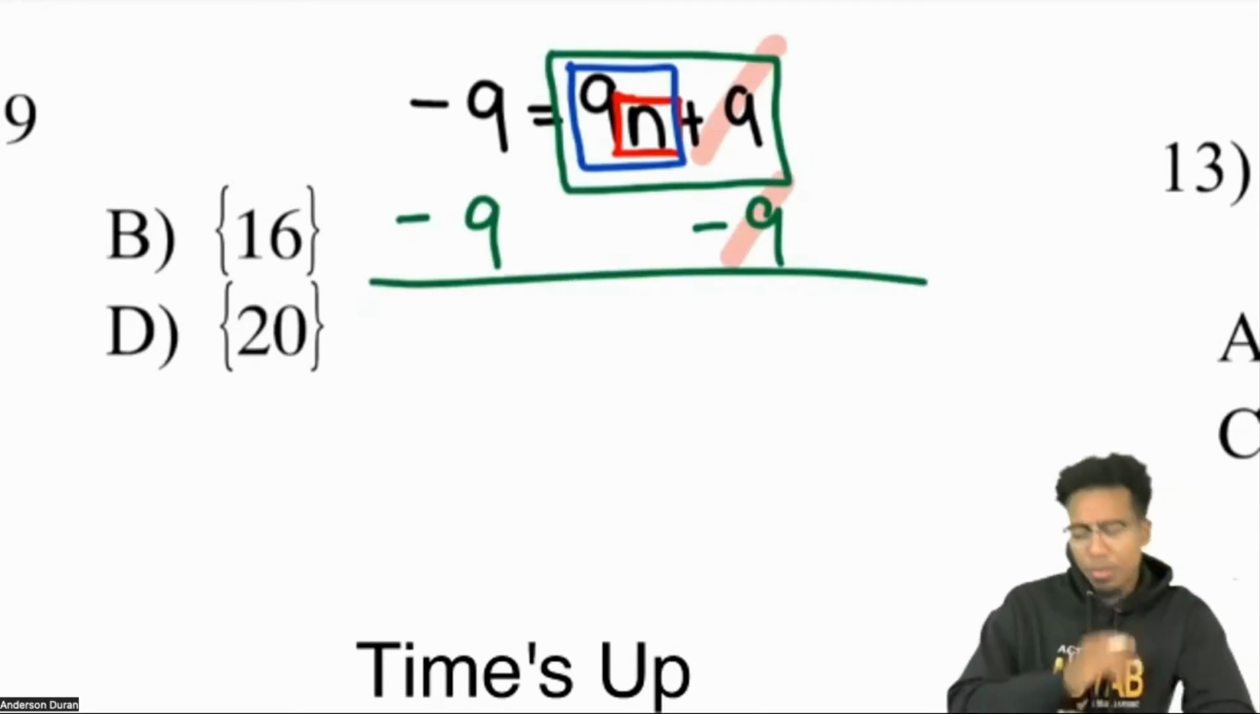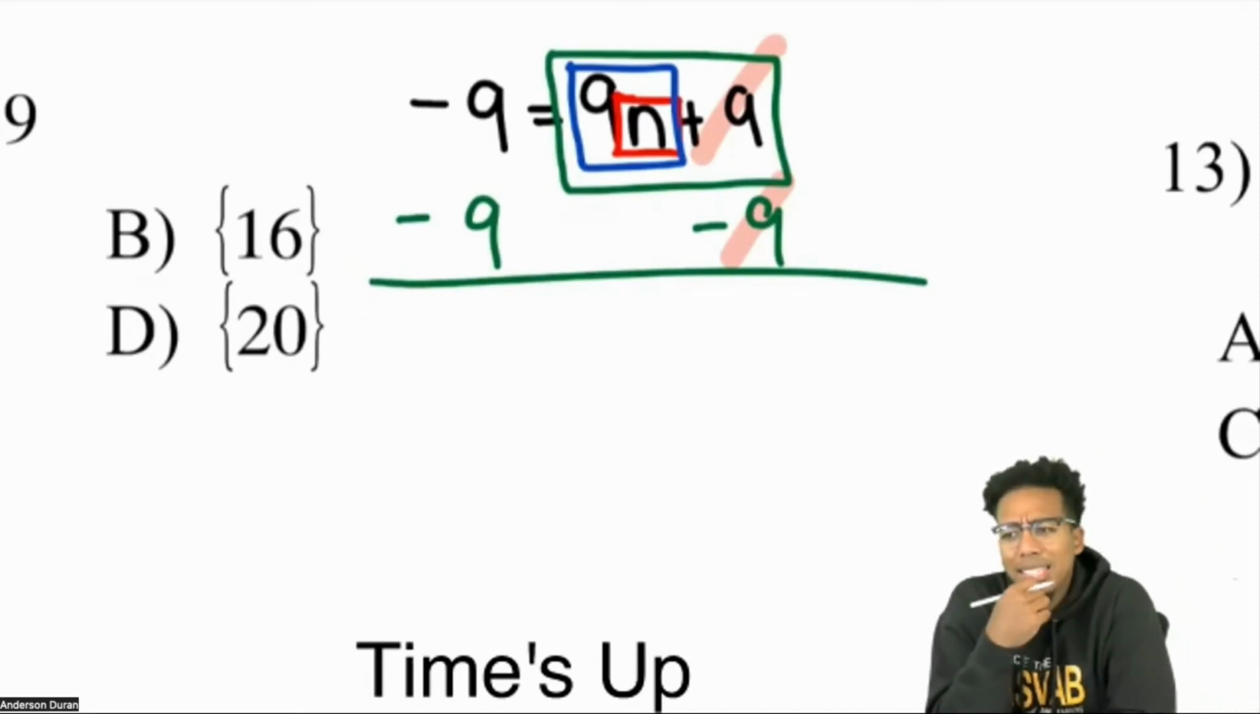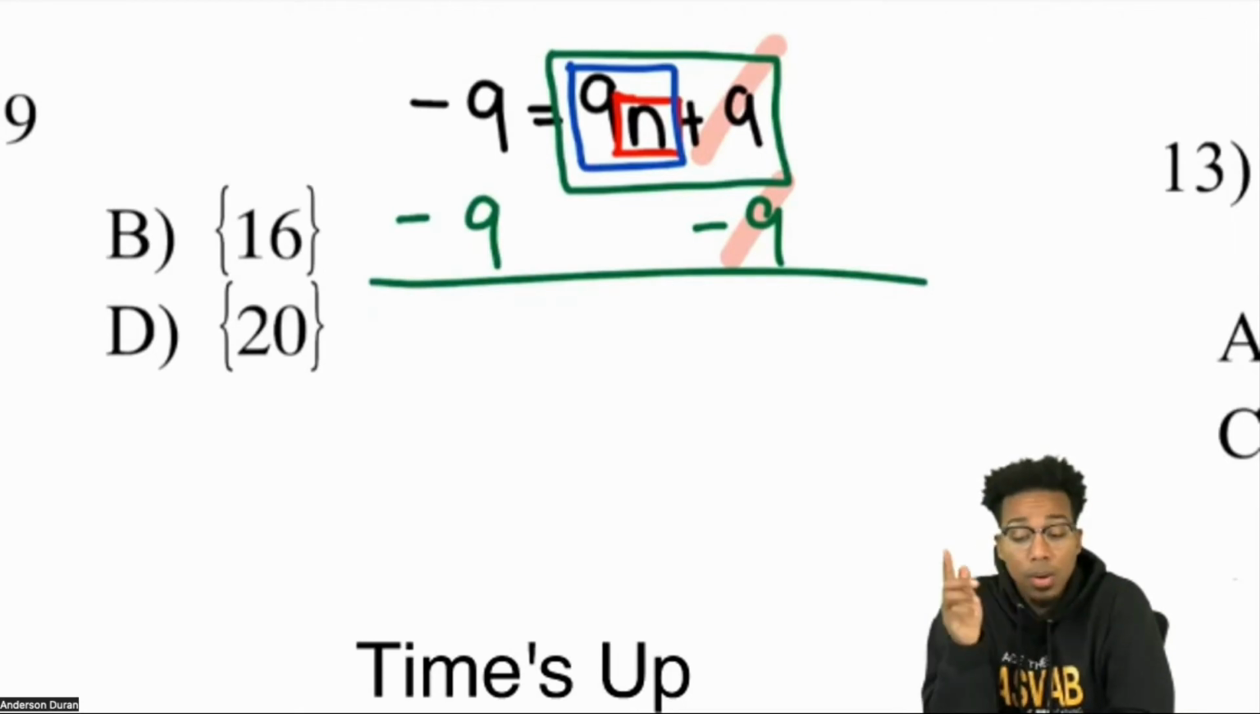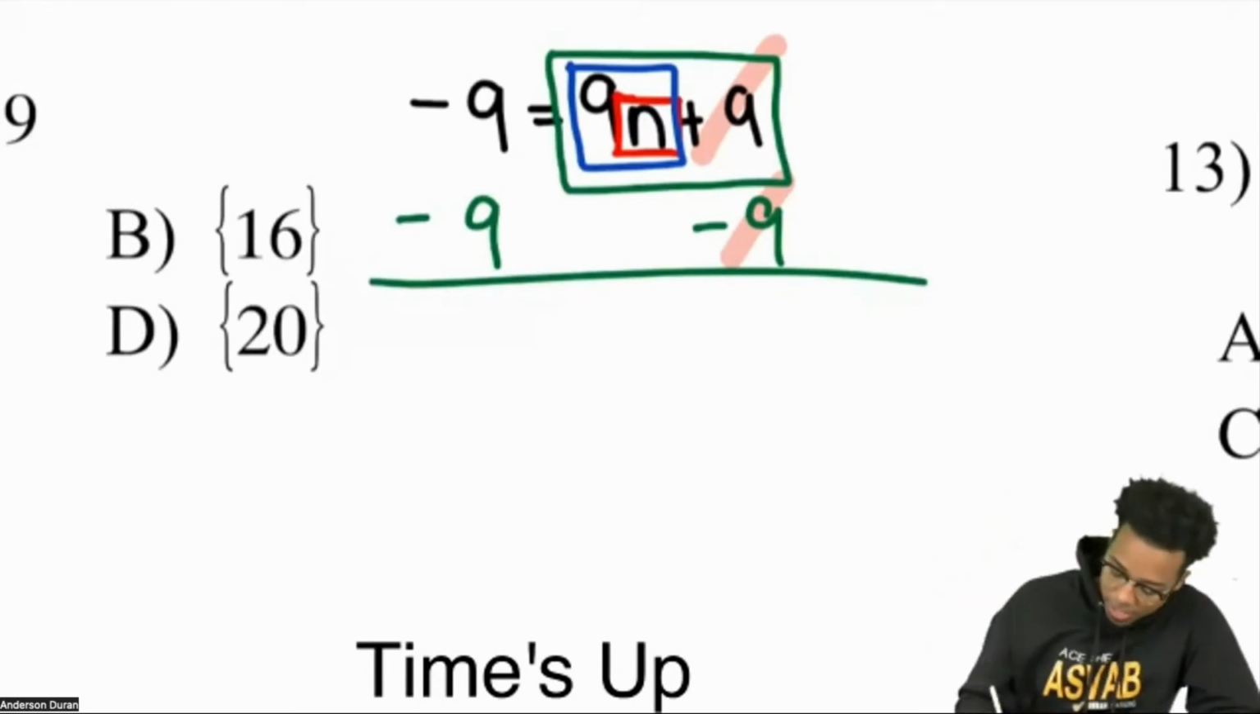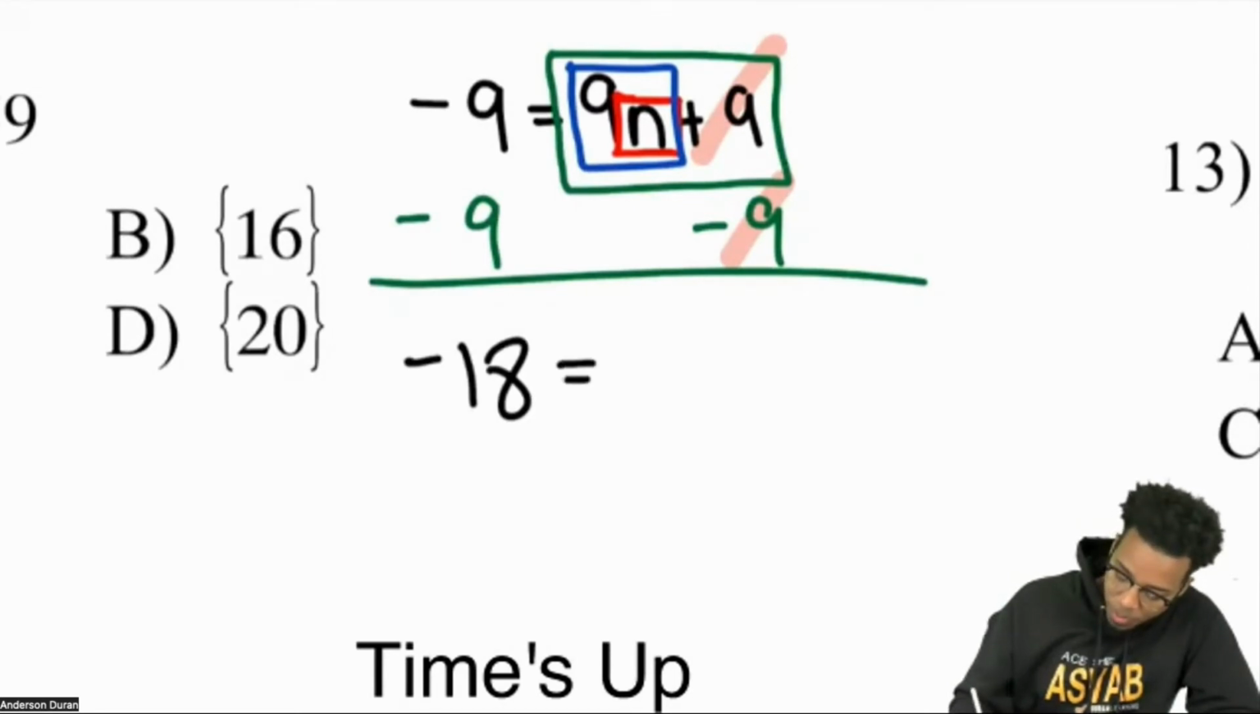And so what we have over here, -9 minus 9, that's not going to be 0. If you're already at -9 and then you take away 9 more, where are we at? -18. Not positive 18, -18. So we have -18 equals 9n.